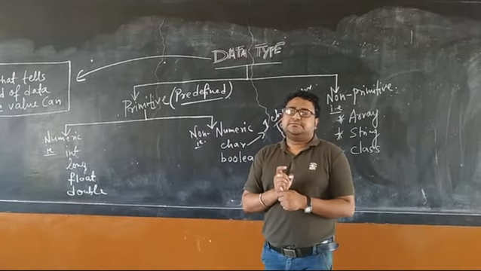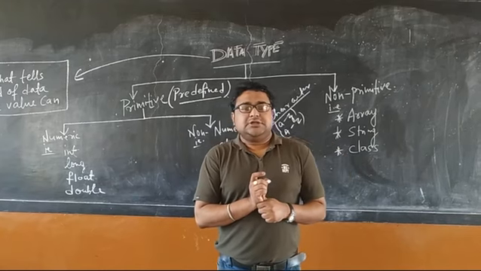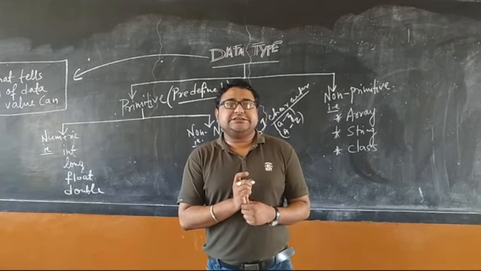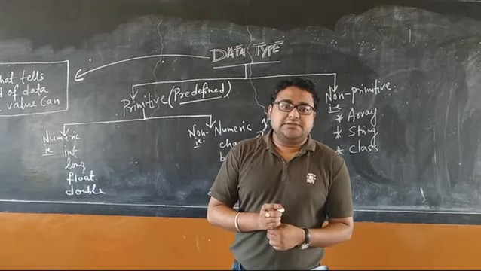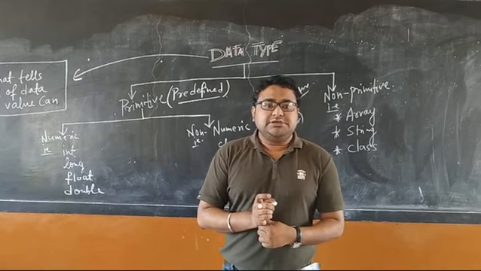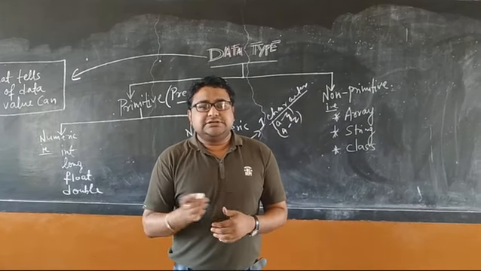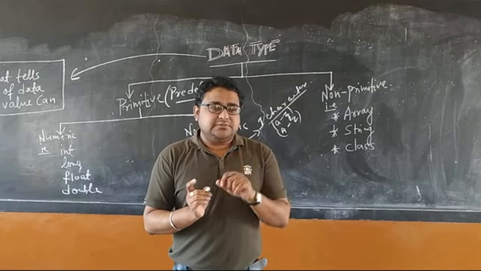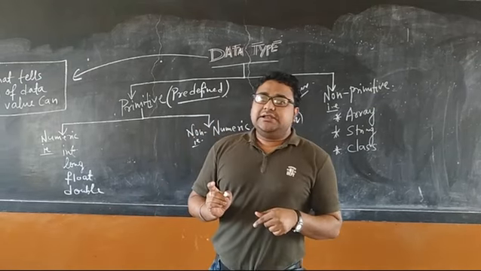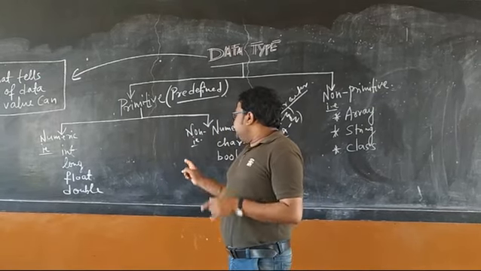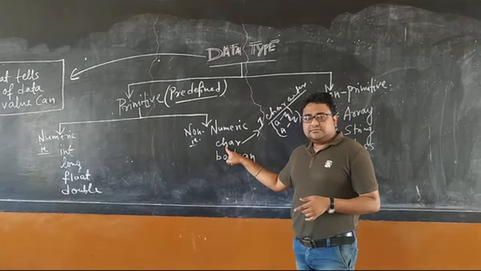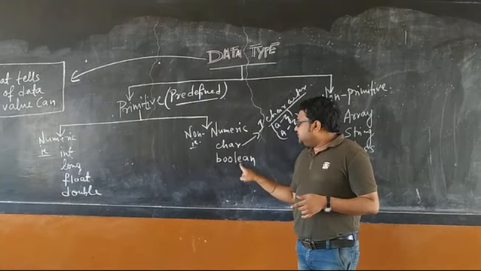For example, if somebody asks you to create a variable to store your section, the section is a single character only, that is either A, B, C, D, etc. So a single section. If I want to store A, then I need to make a variable which will be which type? Char.